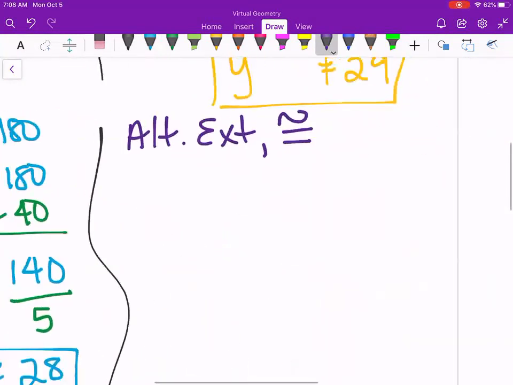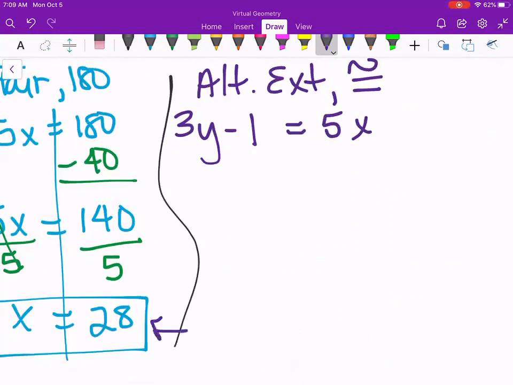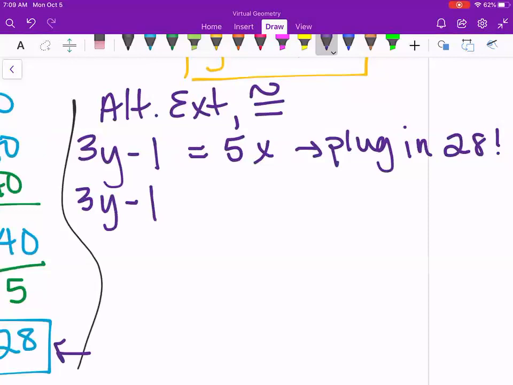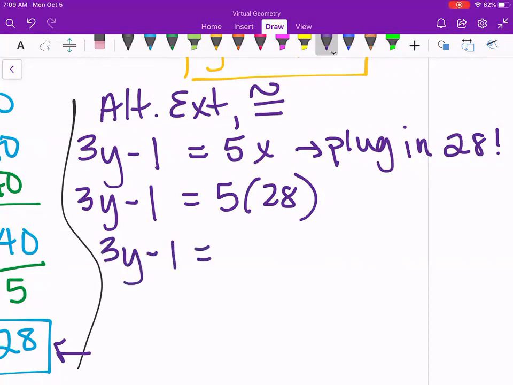So 3y minus 1 is supposed to equal 5x. Now, why am I actually using the 5x this time instead of the first time? Well, because now I know what x is supposed to be. So before I can do any of my solving, I need to plug in the 28 we just found. So really, I'm looking at 3y minus 1 equals 5 times 28. Now I have a value there instead of a 5 and a variable. That's 140. Now I can solve this.